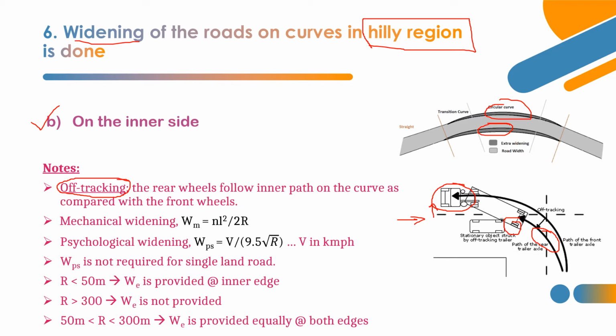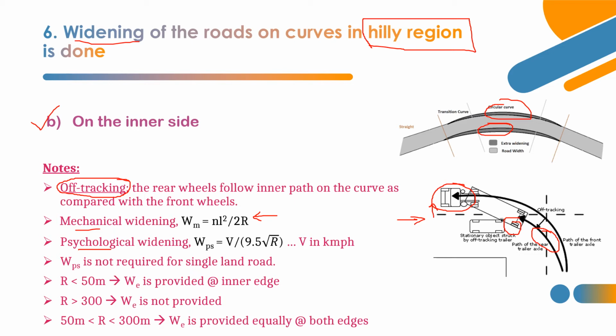There are two types of widening, mechanical and psychological. Mechanical widening is given by this formula, which is nothing but the off-tracking formula: n l squared by 2R. N is the number of lanes in the highway, L is the length of the wheelbase, and R is the radius of the curve.